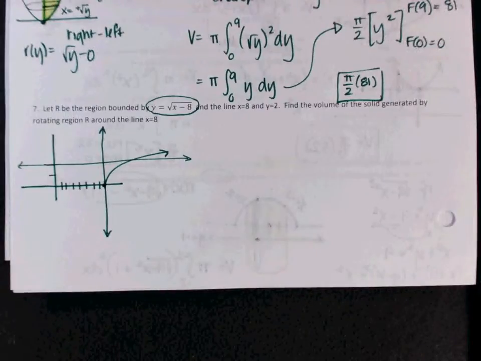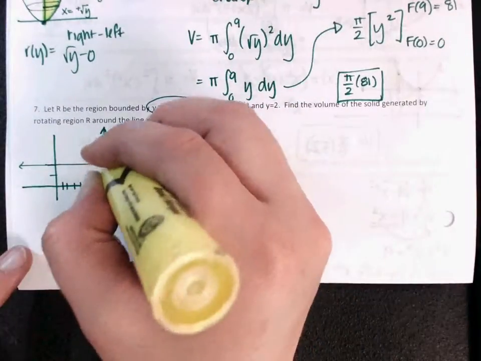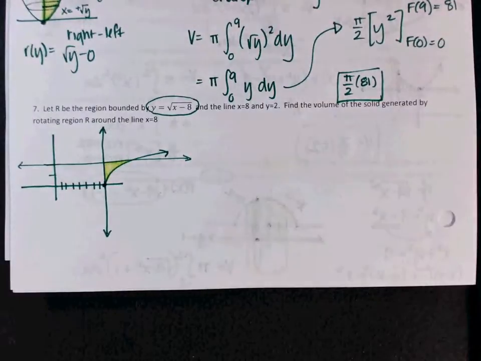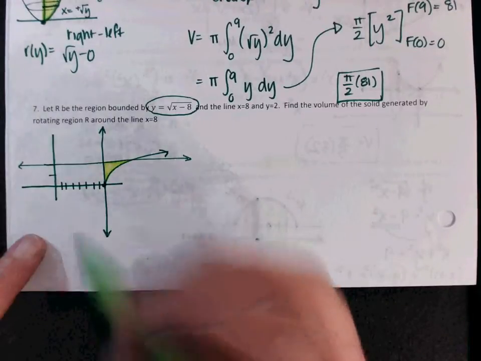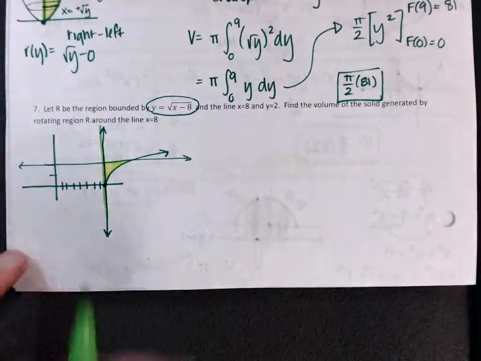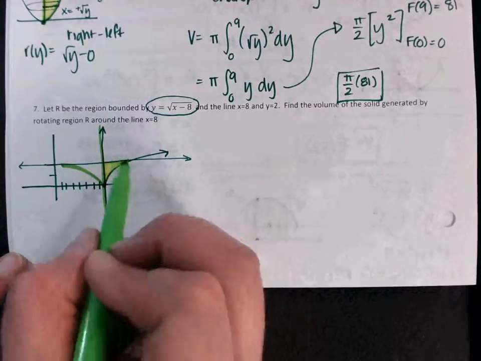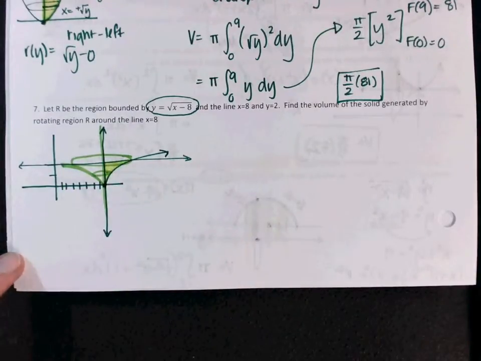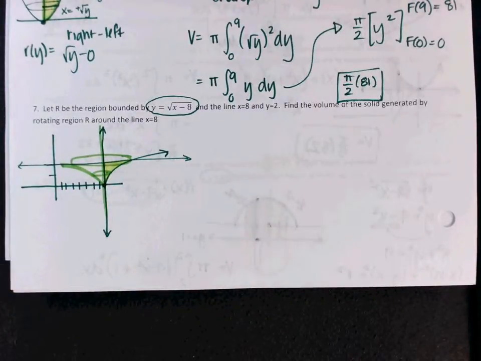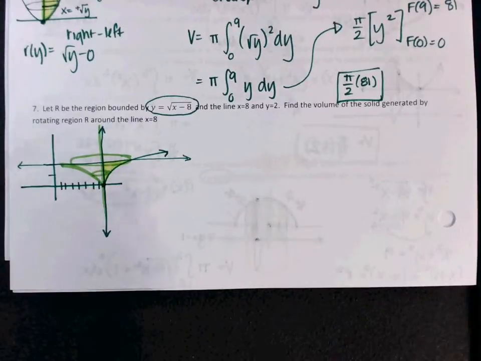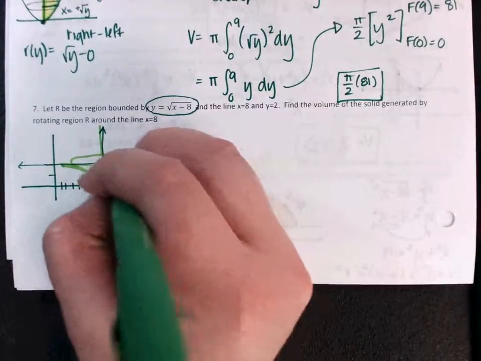So I'm going to shade my little triangle region right here. And then what am I going to rotate it around? X equals 8. So notice if x equals 8 is here, then when I flip it across, it's going to end up here. And that's going to be your shape rotating around. Okay? So it'd be kind of like a funnel with the pointy part down. Okay, so write down your radius for me. R of y equals.